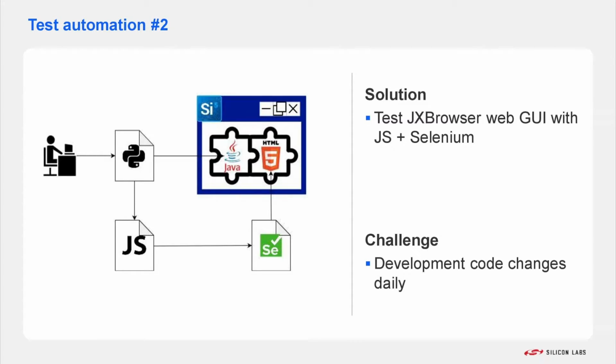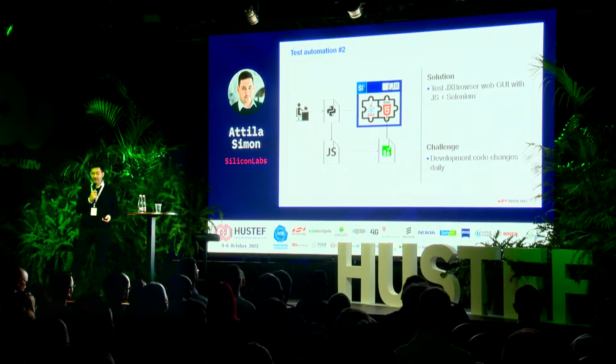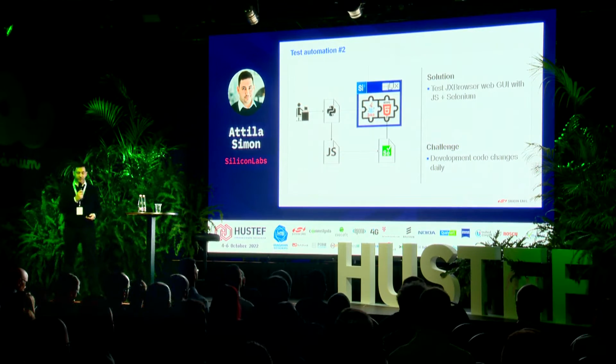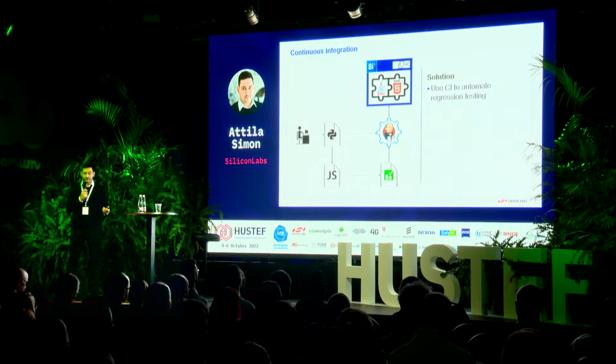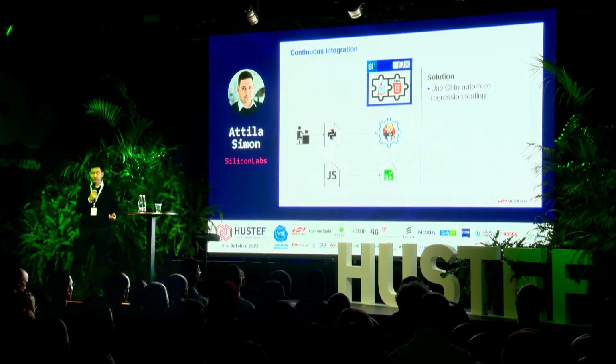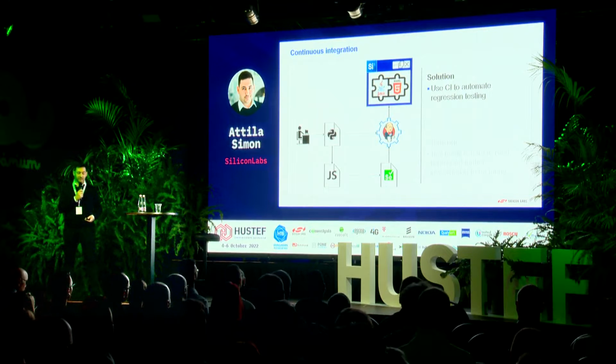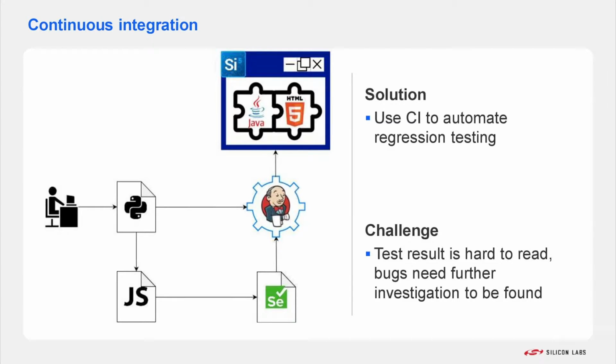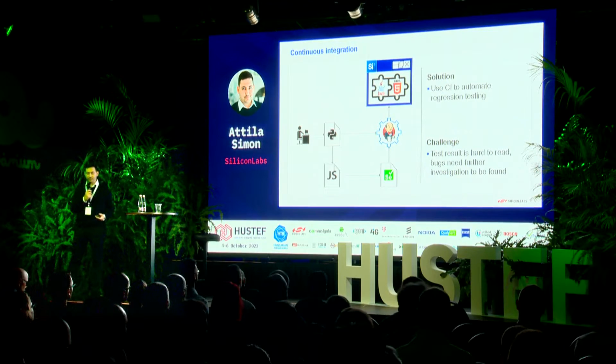The next challenge was that the development code is changing daily, so we wanted to give regular feedback about that. For that, as at many companies, we introduced continuous integration. In our case, Jenkins. And the test results were hard to read. It was not easy to find the bugs in it. So we needed a solution for that. And for that, we selected Robot Framework.